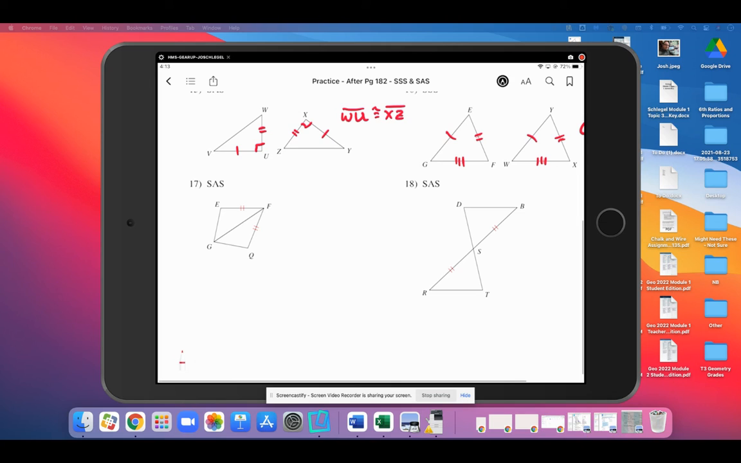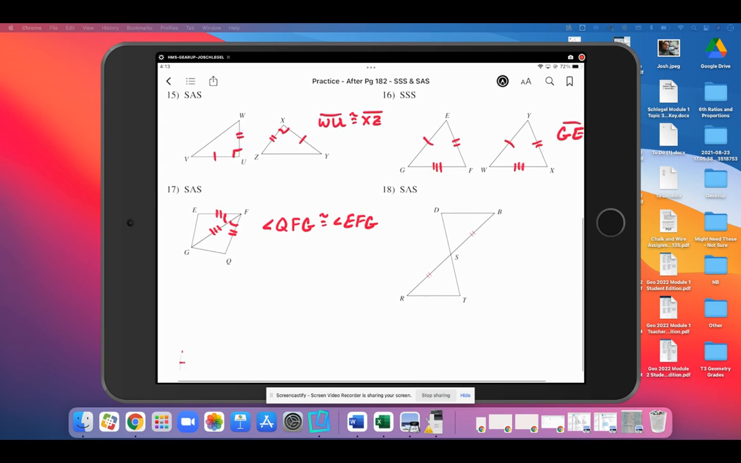Number 17, we have side angle side that we are wanting to prove. We see that those are congruent. We know that this is congruent to itself. And so the angle that would be trapped by those two pairs of sides would be angle F. Or sorry, I need to name it differently. Angle QFG and angle EFG. So I would need to know that angle QFG is congruent to angle EFG in order to use side angle side for those triangles.